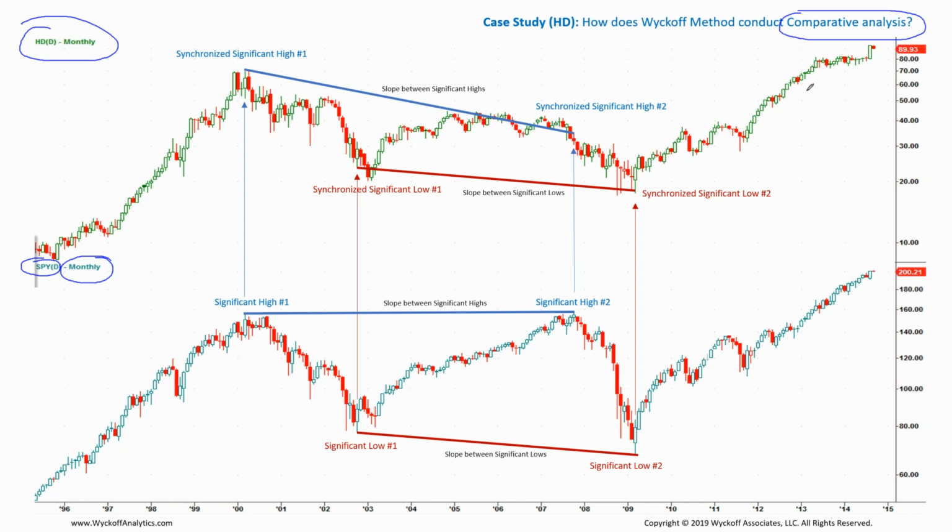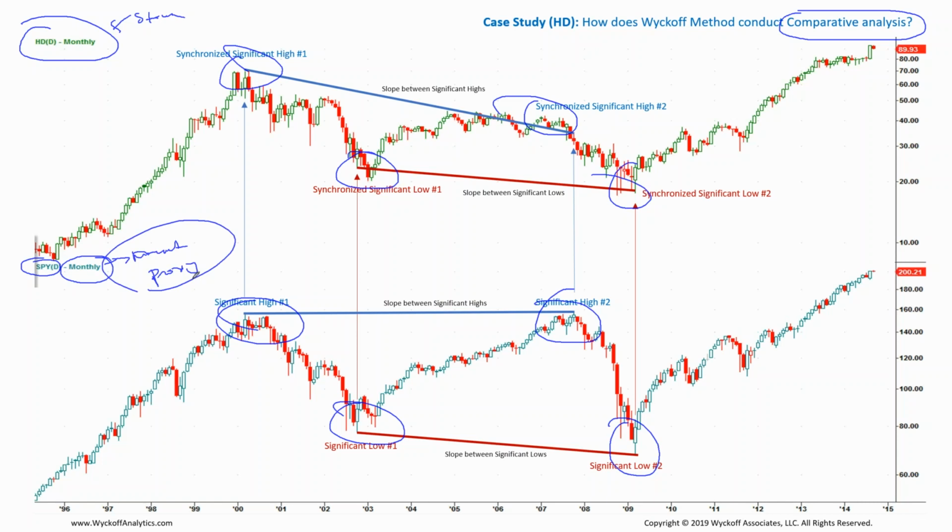The first concept about the comparative analysis is a Wyckoff concept, where he stated that he wants to compare significant lows to significant lows and significant highs to significant highs, across instruments like a stock and a market proxy, and say that at this significant high the stock is stronger, and at this significant low, let's say the market is stronger, and to see that relationship of strength at those significant highs and lows.